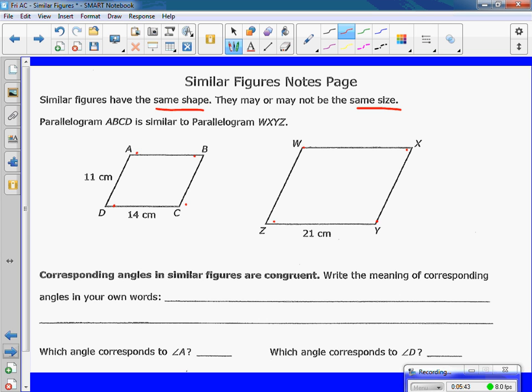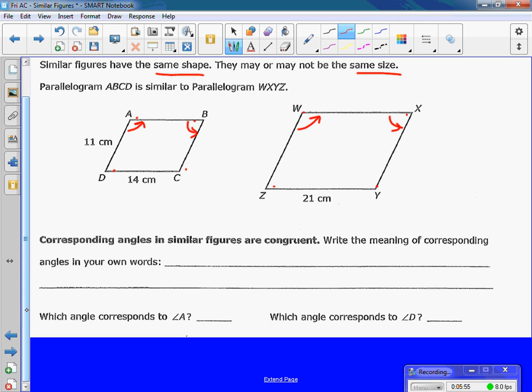So first thing that you should notice is that this angle appears to be the same measurement as this angle. This angle is the same as this one. That will always be true. Corresponding angles in similar figures are congruent. So write the meaning of corresponding angles in your own words.